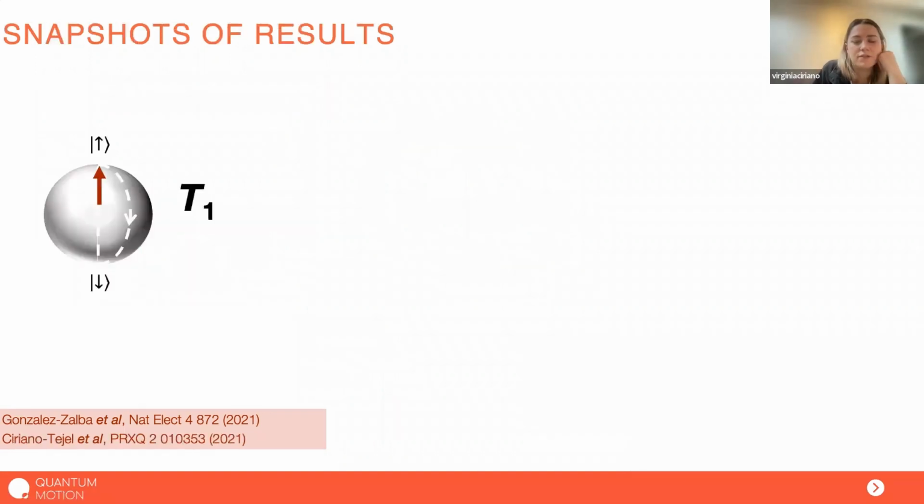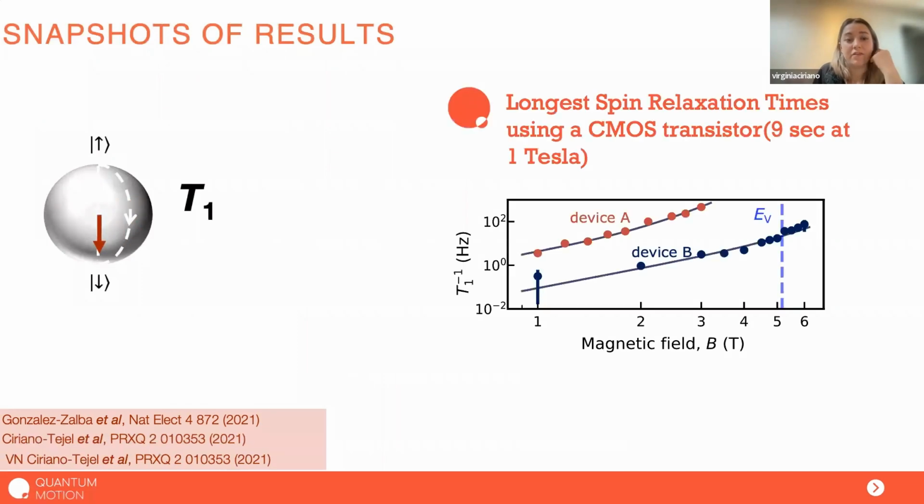Okay, so since we were able to measure the spin, we were also able to measure how long the spin took to decay, so our T1 or relaxation time. The relaxation time changes depending on your Zeeman energy, but we actually beat the record and measured the longest spin relaxation time using a CMOS transistor, which is 9 seconds at 1 Tesla.